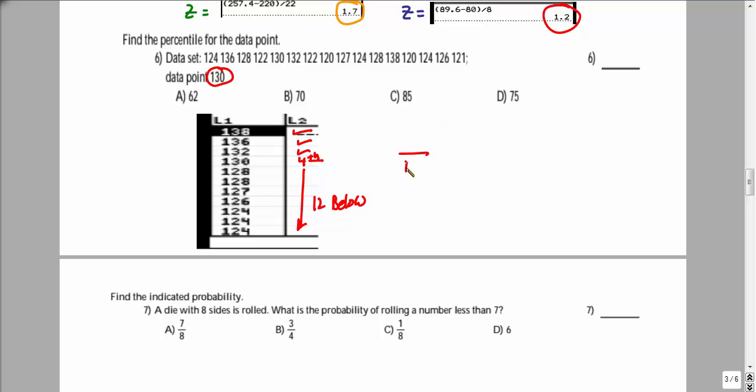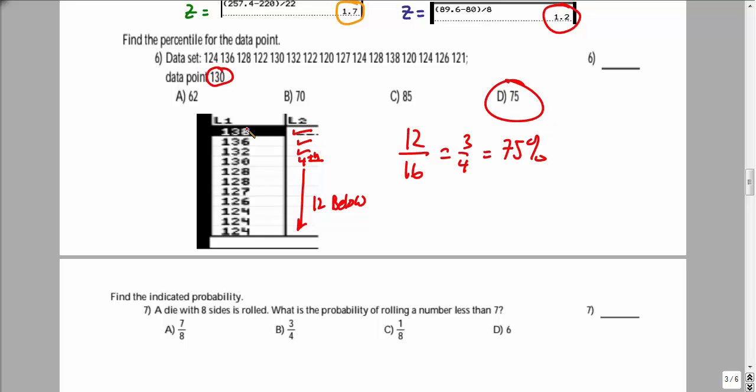So I have 16 total values. I'm looking at number 130, which is the fourth one from the top, which means from the bottom it's the 12th. And 12 over 16 is 3/4, which is 75%. So it's the 75th percentile.